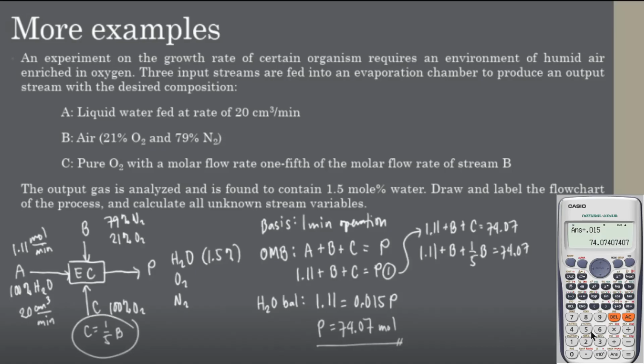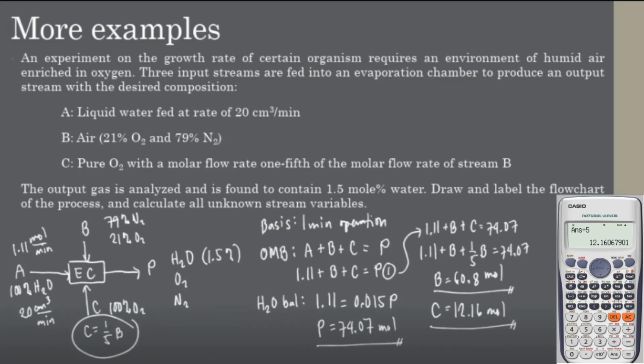Rearranging and substituting, we are able to solve for B as 74.07 minus 1.11, transposed from the other side of the equation, divided by 1.2. That is 1 plus 1/5. The flow rate of B is 60.8 moles per minute because our basis is 1 minute. And from this, we can solve for the flow rate of C because we know that C is equal to 1/5 of B. So we simply divide B by 5. The flow rate of C is 12.16 moles per minute.